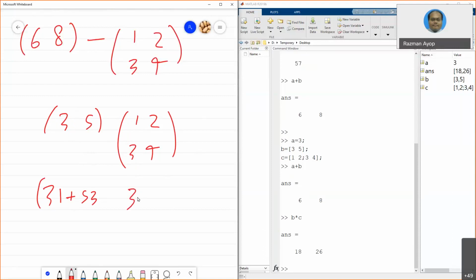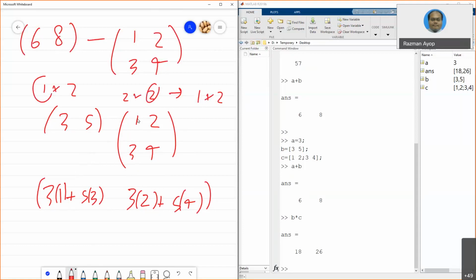Okay, 3, 2, and plus 5, 4. So this is 1 multiplied by 2, this is 2 multiplied by 2. So the result you will get, 1 multiplied by 2, you take the beginning and the end. So you will get 3 plus 15, 18. And then 3, 2, 5, 6, 6, 26. So you will get the same answer.